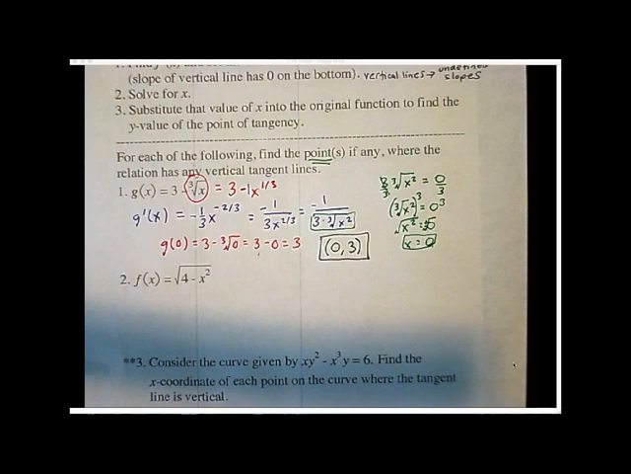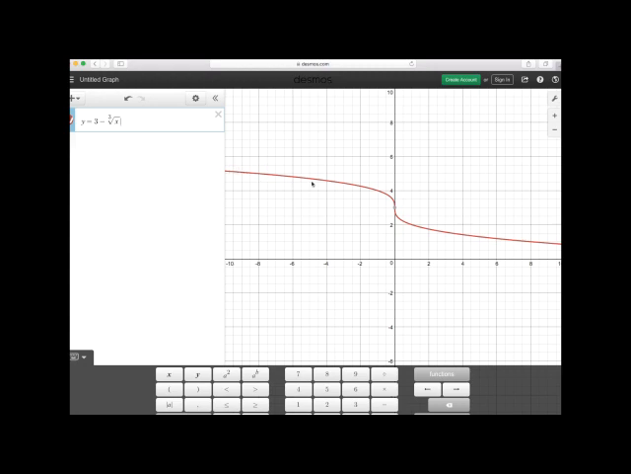Let's actually look at the graph here using Desmos. Here's the graph of that function. And you notice right here at the point (0, 3), it has a vertical tangent line. If I drew in a tangent line right there, it would be completely vertical. It would have an undefined slope, straight up and down. The equation of that vertical tangent line would just be x equals 0.